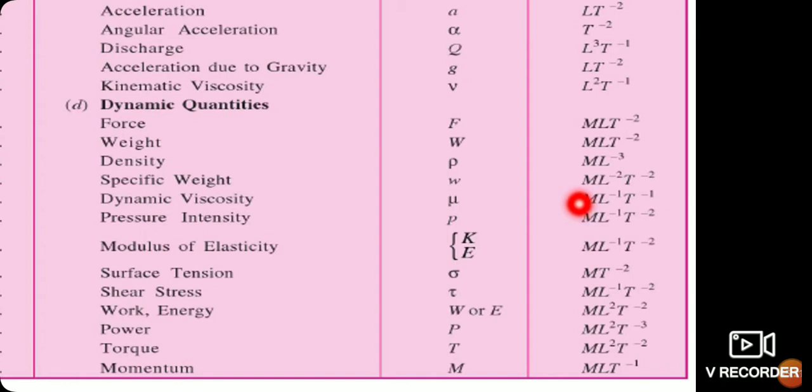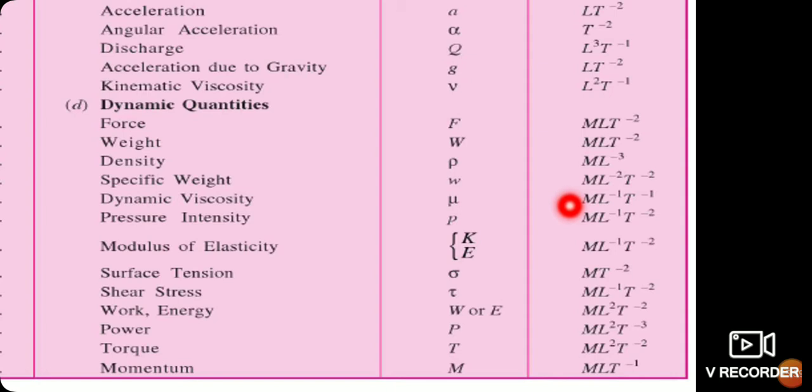Newton means kg meter per second square, divided by meter cube, and that way the dimensions will be M raised to 1, L raised to minus 2, T raised to minus 2. Like that, dynamic viscosity is Newton second per meter square.